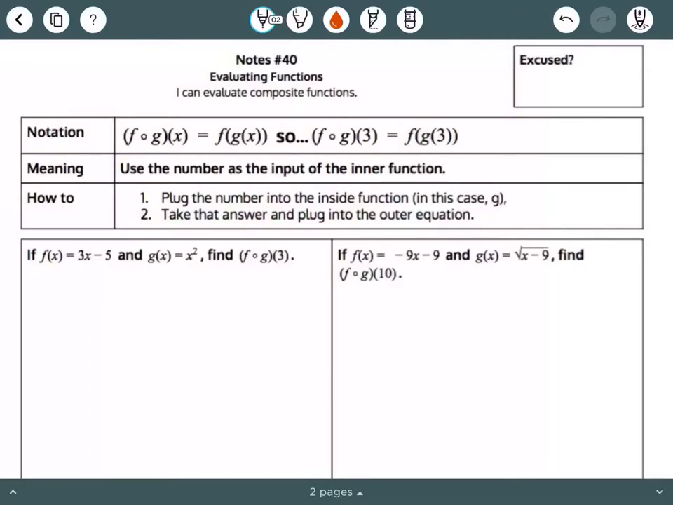Everybody, this is Notes 40. So we are evaluating functions today. Evaluating just means substituting in and simplifying.